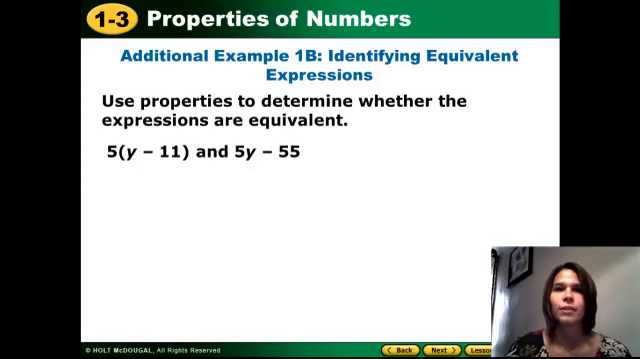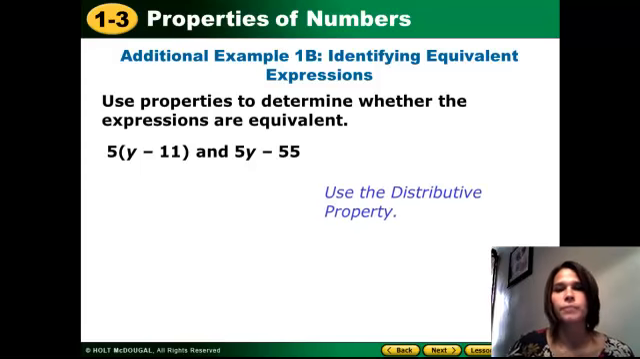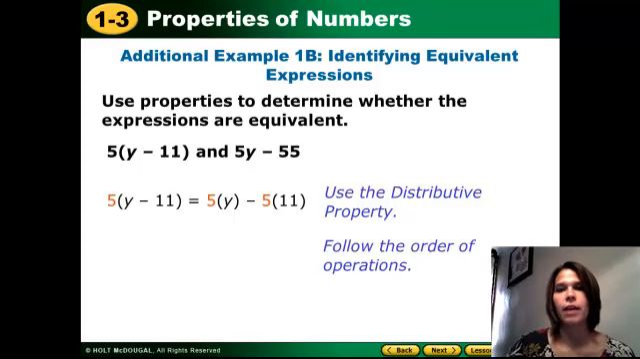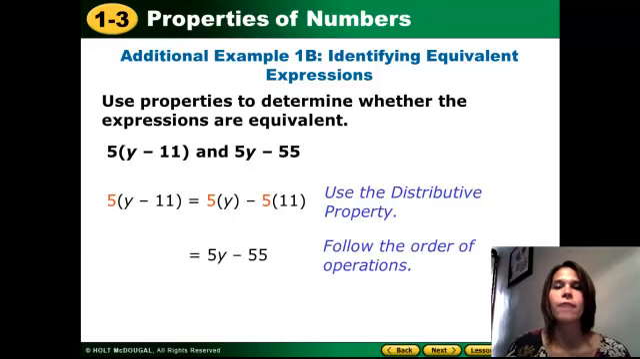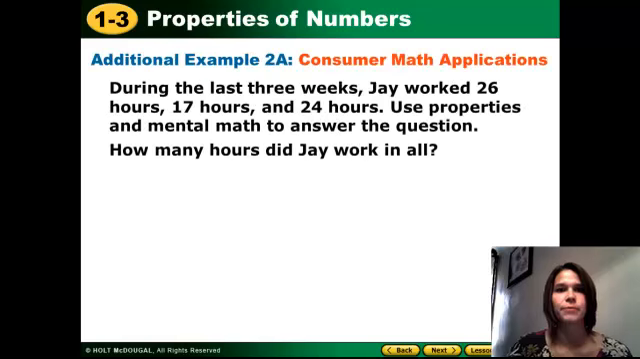Let's try another example. I have 5 times the quantity of y minus 11 and 5y minus 55. I'm going to use the distributive property for this one, using the first expression and distributing that 5 to each term within the parentheses, the y and the 11. Now when I multiply that out using order of operations, I have 5y minus 55, which is equivalent to my second expression. So those two expressions are equivalent.